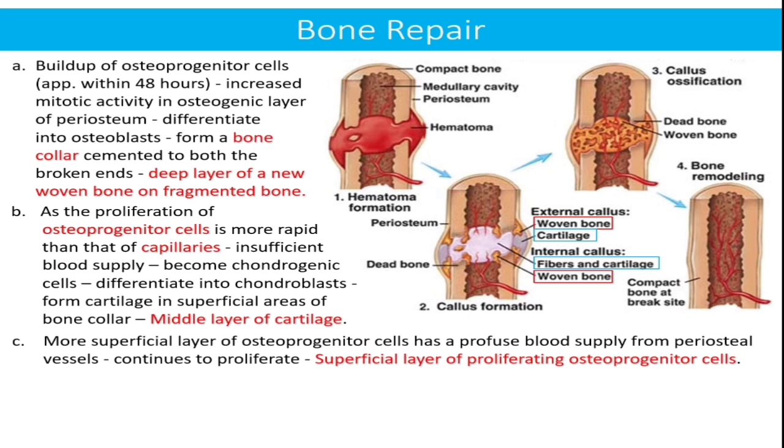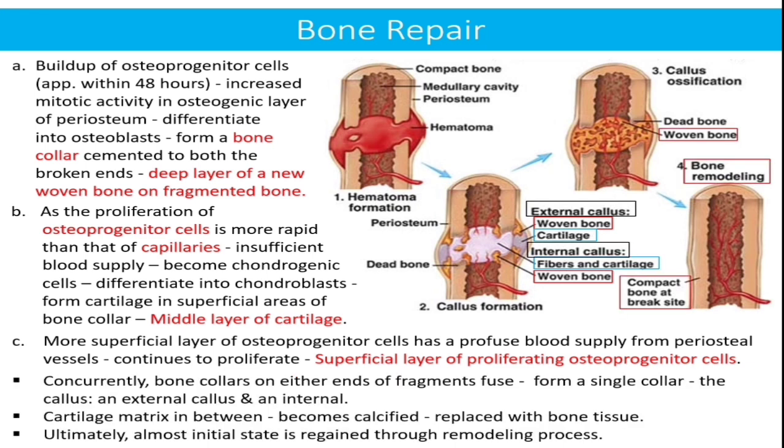The third layer is a more superficial layer of osteogenic cells, which have a profuse blood supply from the periosteal vessels. They continue to proliferate and form a superficial layer of proliferating osteoprogenitor cells. Concurrently, the bone collars on either end of the fragmented site fuse and form a single collar, which is now named the callus, an external as well as an internal callus. Cartilage matrix in between these two calli becomes calcified and later replaced with bone tissue. Ultimately, almost the initial state is regained through the remodeling process.